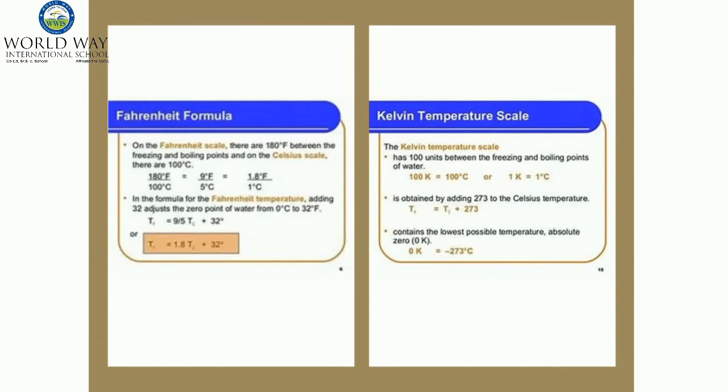In this slide, comparison between Fahrenheit and Celsius and Kelvin temperature scales. On the Fahrenheit scale, there are 180 degrees Fahrenheit between the freezing and boiling point, and on Celsius scale, there are 100 degrees Celsius. The Kelvin temperature scale has 100 units between the freezing and boiling points of water.